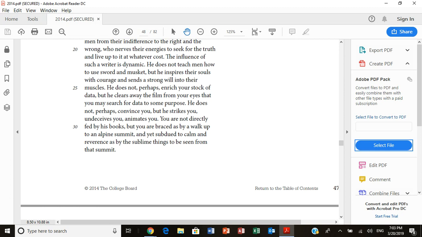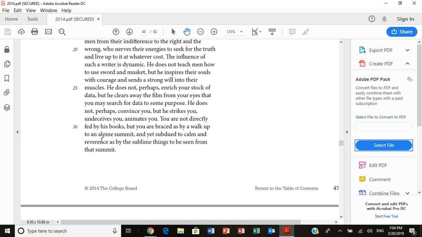You are not directly fed by his books, but you are braced as by a walk up to an alpine summit, and yet subdued to calm and reverence as by the sublime things to be seen from that summit. We haven't talked about what the word sublime means, but the word sublime is an awe-inspired feeling, and a feeling of overwhelming beauty and awe.